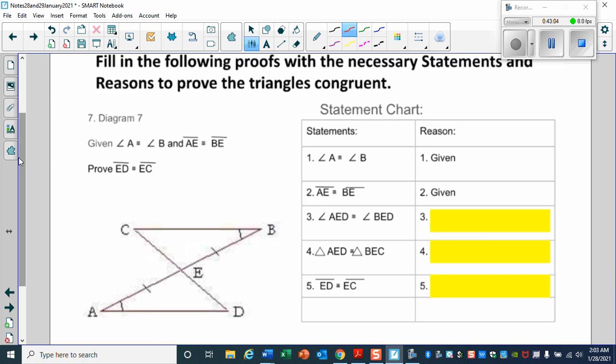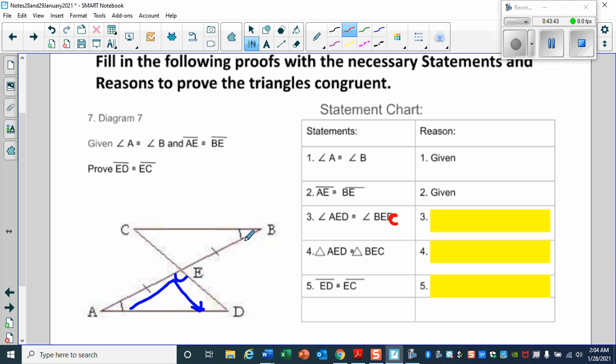Now, number 7. Angle A and angle B are congruent. AE and BE are congruent. Now, this one, the case for angle AED is going to be congruent to angle, oops, that should be BEC. Sorry about that. That will be fixed. BEC.